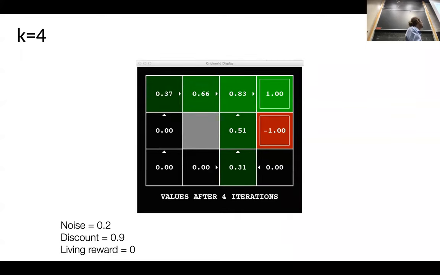Living reward, forget about this, there's nothing there. The discount of 0.9 means discount the reward. That's it. Thank you. You're welcome.